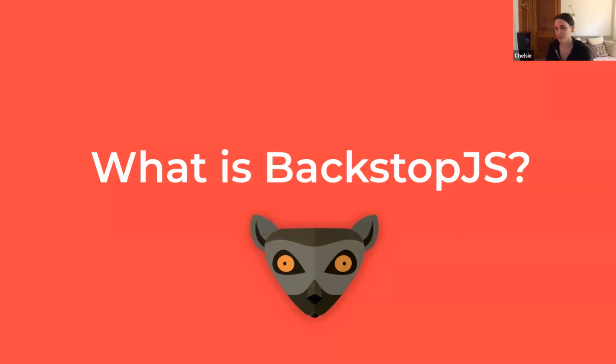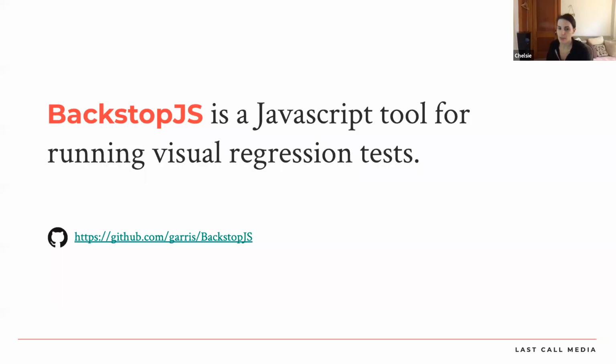So how do we prevent stuff like this? One way that we can do that is using BackstopJS. BackstopJS is a really helpful tool that we like to use for VRT at last call, and it's pretty popular. BackstopJS is a JavaScript tool for running visual regression tests, and it's open source. It's available on GitHub at the link in the slide, and we will make the slides available after this.